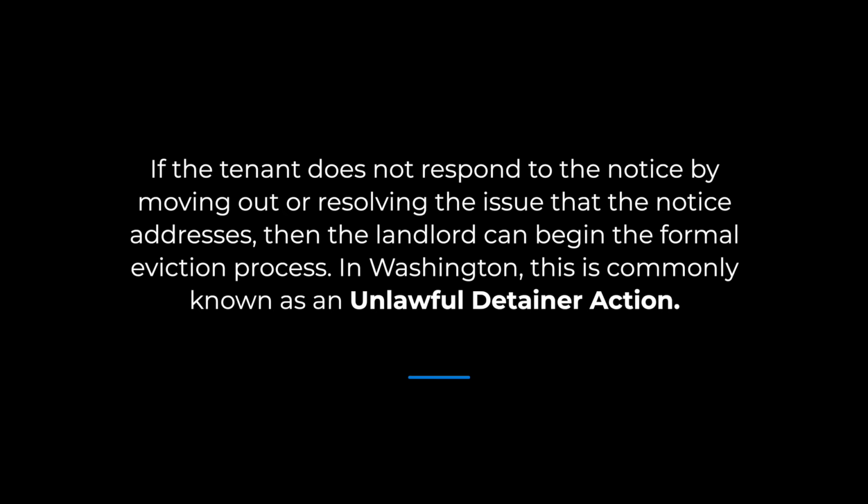In Washington, this is most commonly known as an unlawful detainer action. The landlord can commence this by filing 2 forms known as an eviction complaint and a summons in the Superior Court in the same jurisdiction as the rental property. On the summons, the court clerk will set a hearing date. Copies of both forms should be served on the tenant.